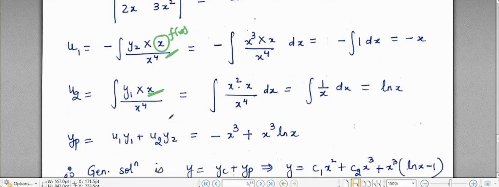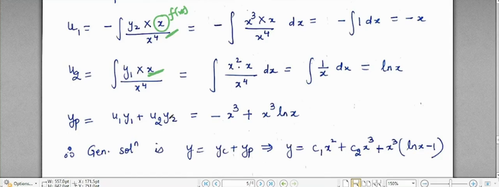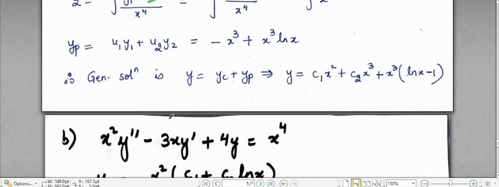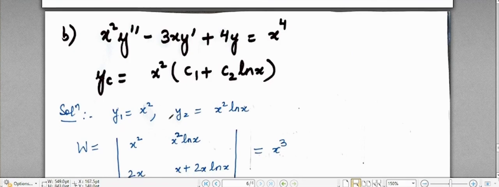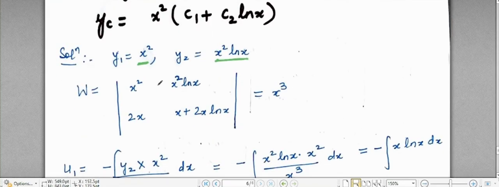Rest is usual. Then you do yp is u1 y1 plus u2 y2, and the general solution is yc plus yp. A similar question here, yc is given, so you can figure out what your y1 is. You can take c1 x square plus c2 x square log x. So one of them, call one of them as y1, the other one as y2, and obtain their Wronskian the usual way. Wronskian is, here you will take the functions and every function will have its derivative under it, and that makes it x cube.